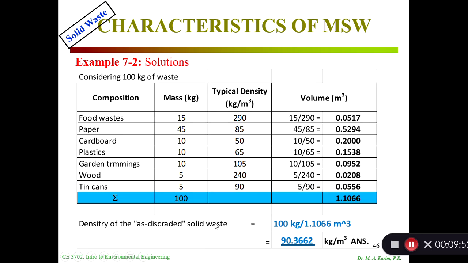So in this case, as discarded would be 100 divided by this, which is equal to 90.3662 kg per meter cube combined. Whereas if we are looking for the density of the dry solid waste, then it would be 78.95 divided by this, so it would be less than that, right? The density per unit volume would be less. So it could be something I can ask in the exam. Other than saying as discarded, I could say dry basis, find the density of the dry solid waste. Then you have to use 78.95 instead of 100.